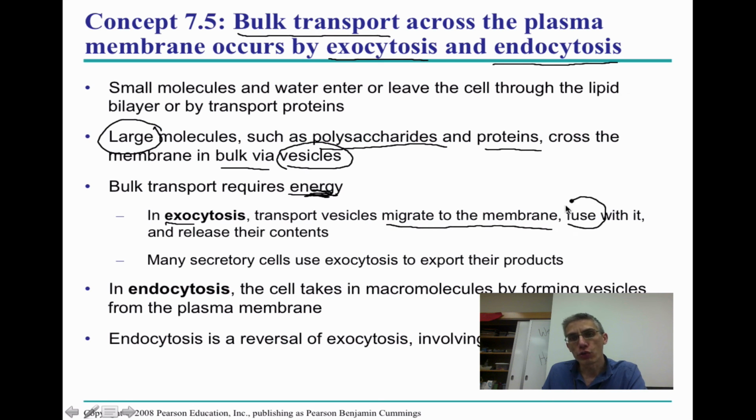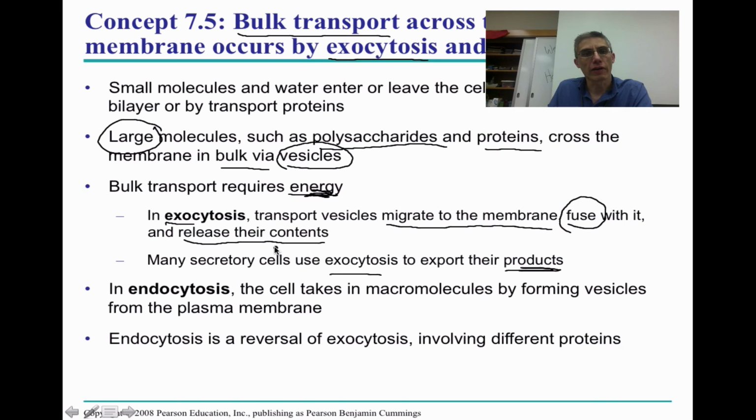When you talk about exocytosis, you're talking about transport vesicles that are going to migrate to the membrane. They're going to fuse with that membrane, and then they're going to release their contents. Many secretory cells are going to use exocytosis to export their products. A lot of times you'll have different types of hormones and various materials that are produced by the cells that are going to be exiting the cell in this bulk transport method.